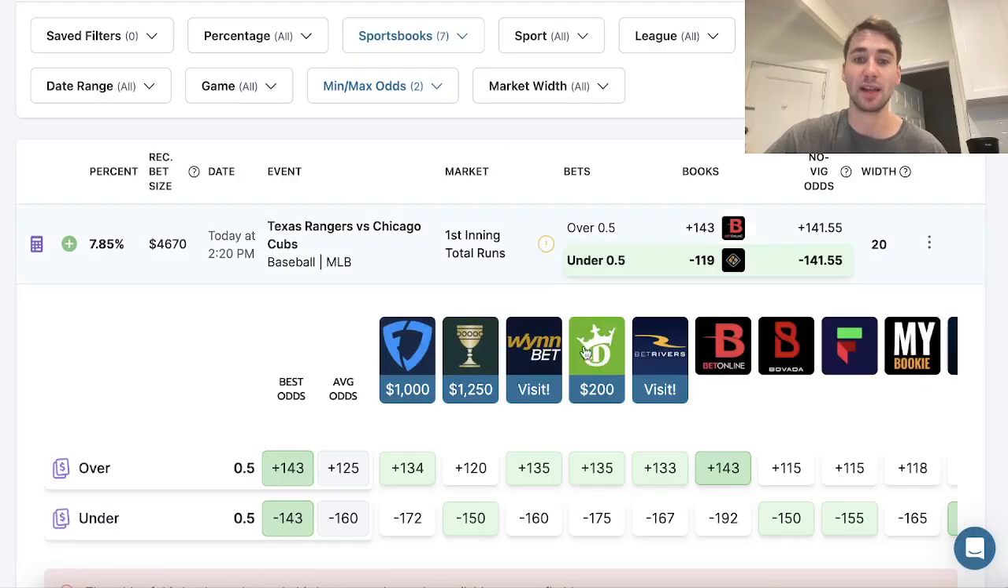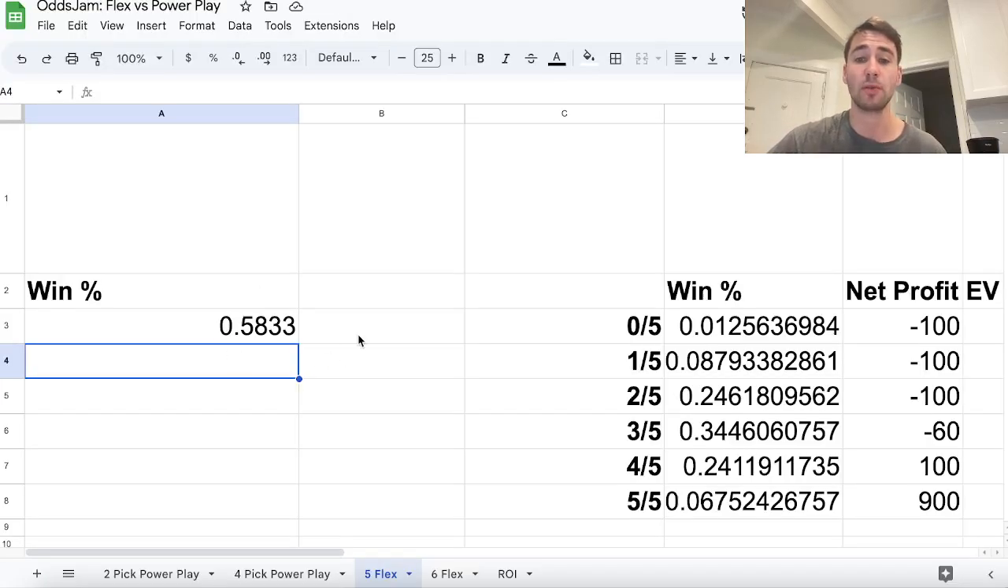And that's not surprising, because all the sportsbooks have this under so heavily favored, right? They have it around minus 170 odds. The under is a big favorite. So it's hitting 58.33% of the time.